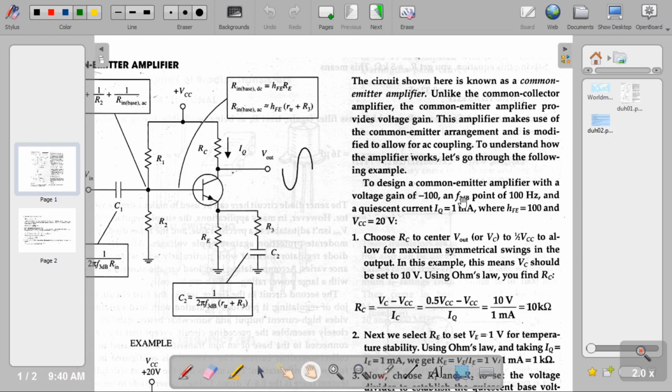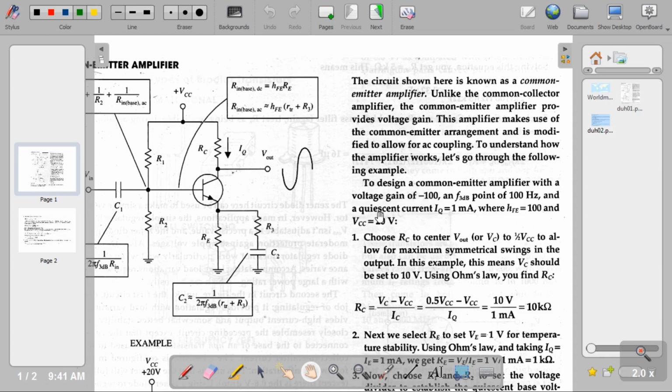So an F3 dB point of 100 Hertz. Again, we don't need to worry about it because this is to figure out the values for the capacitors. And this is the important one. He's assuming a quiescent current IQ of 1 milliamp. So IQ is IC, the current that goes into the collector, which pretty much also goes into the emitter here. So IE is about equal to IC. So that's the important part.